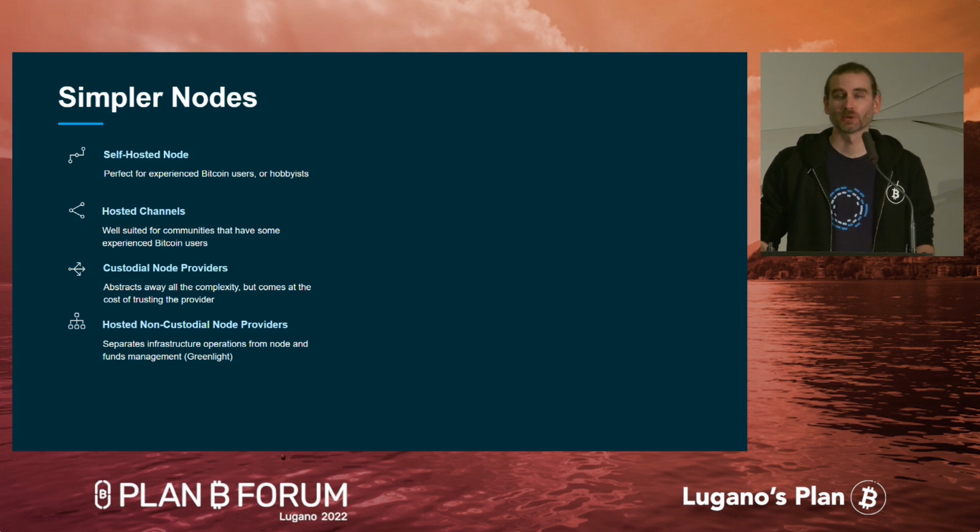But the idea is that we have a whole spectrum of different ways in which users can interact with the Lightning Network. Starting of course with probably the easiest to use, but also the one that we'd like to discourage as much as possible, the custodial nodes. These are operators that have built up an accounting system on top of their node, and you're trusting them to do that bookkeeping correctly.